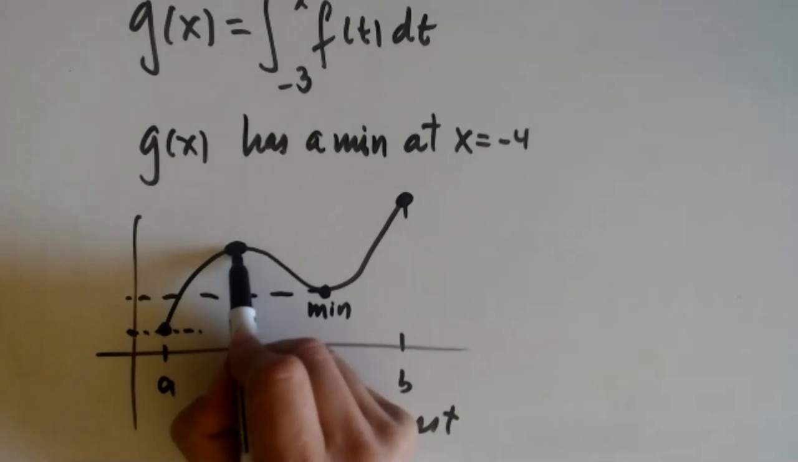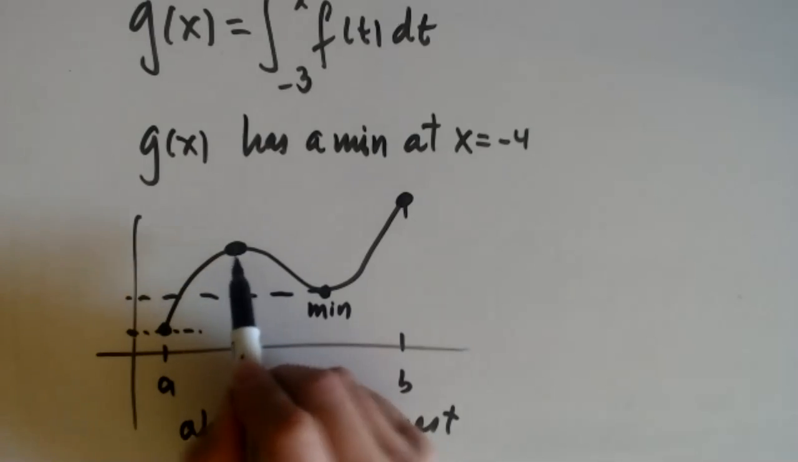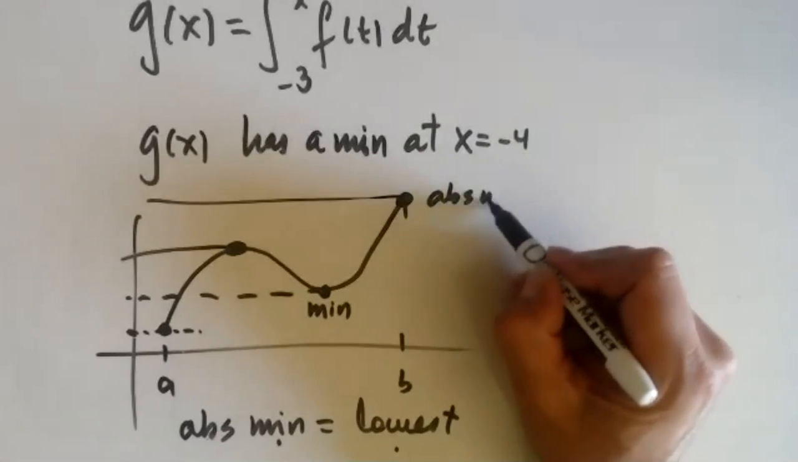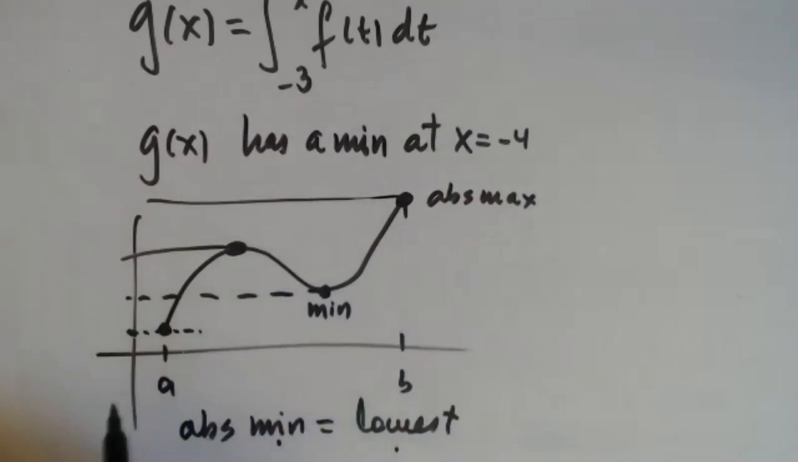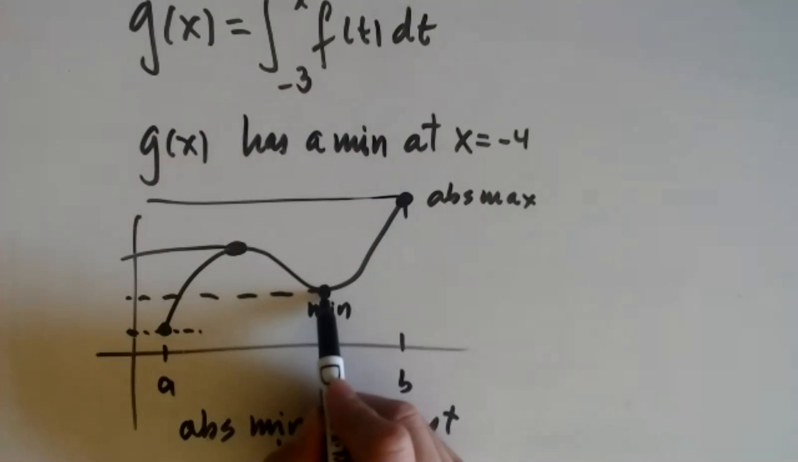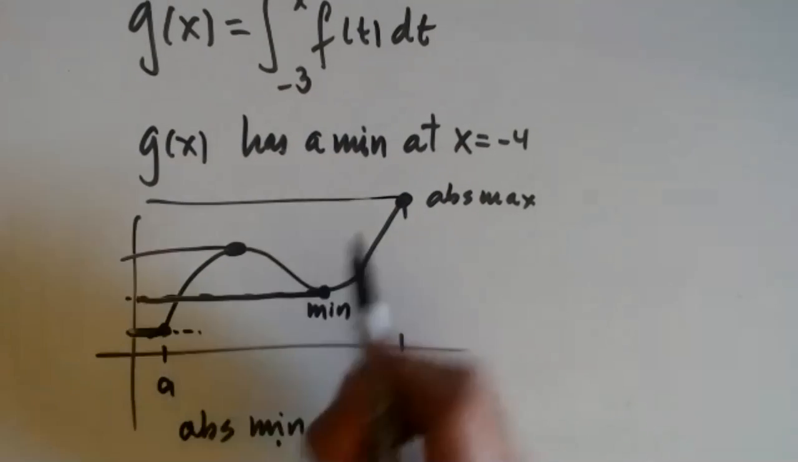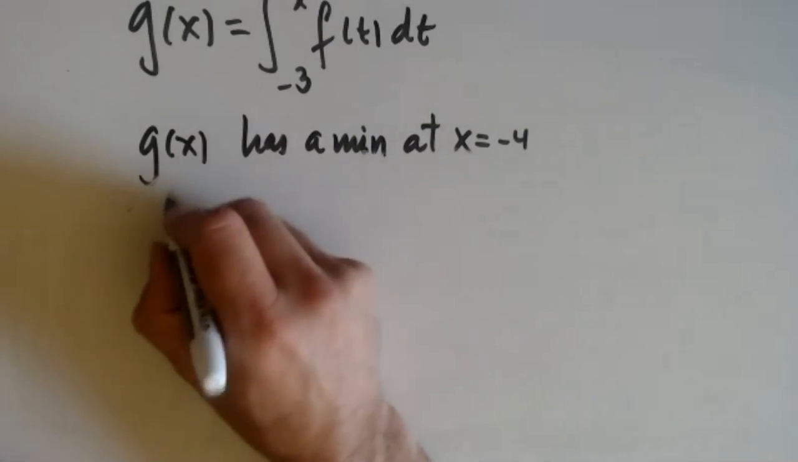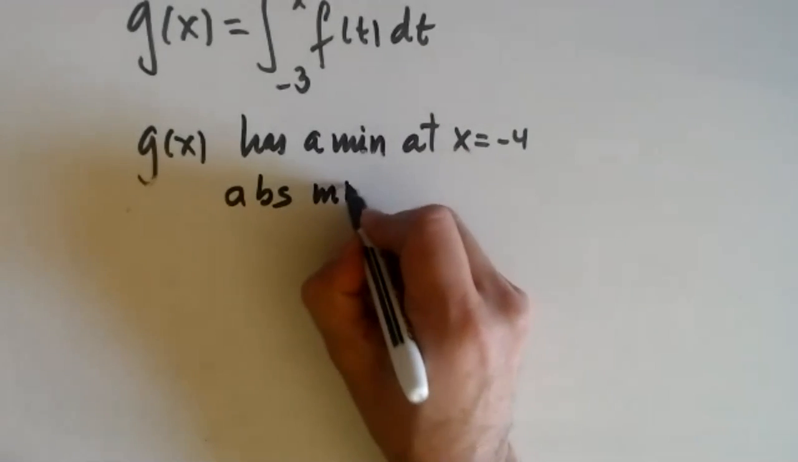Obviously, this is a relative max right here. But this point is higher than this one, so this is the absolute max, correct? So to check for the absolutes, you have to evaluate the function at the relative extremum and then at the ends. In this case, I need the absolute min, so I need to evaluate the function at the relative min, and then evaluate at the ends. So I have to find the absolute min.